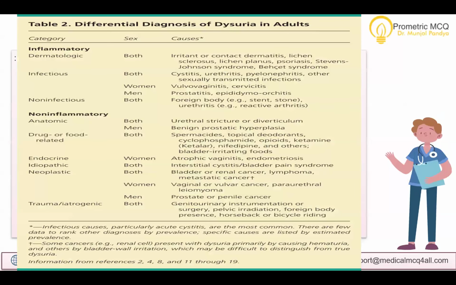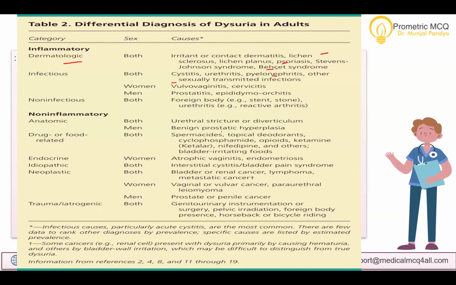Okay. So, what can be the differential diagnosis for dysuria in adults? In adults, we majorly see the complaints of dysuria. What are the causes? First, it can be dermatological causes, the localized causes. It can be due to lichen, psoriasis, Stevens-Johnson syndrome, Behçet syndrome. If it is infectious, which is in our case, it has to be a sexually transmitted disease, cystitis, urethritis, or sometimes pyelonephritis.